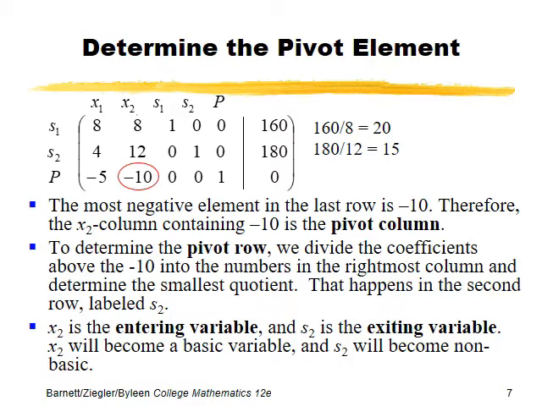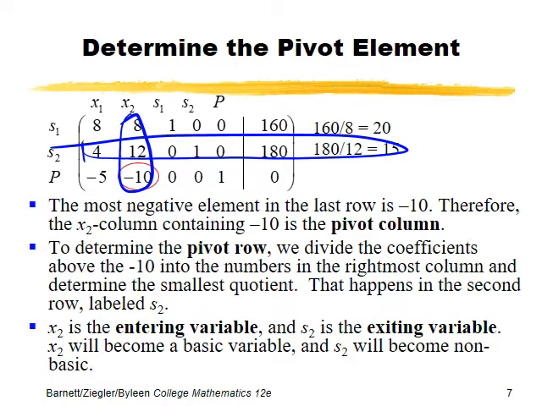Now we will see the pivot row. How do we identify the pivot row? We divide the rightmost column by the corresponding entries in the pivot column. 180 divided by 12 is 15. 160 divided by 8 is 20. So the smallest quotient is 15, which is smaller than 20, so this is our pivot row. This was our pivot column and this was our pivot row, so this is our pivot element.